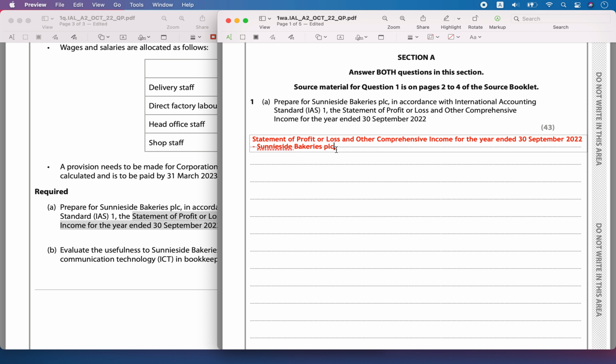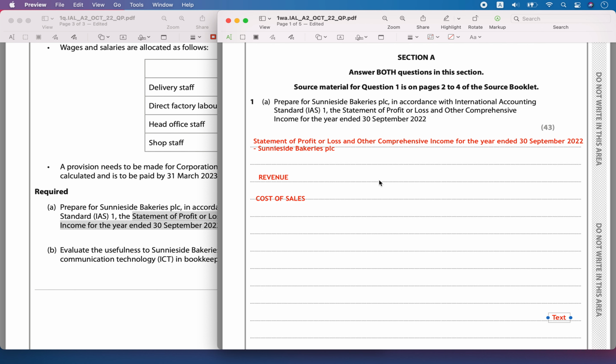Now let's write the general format. The general format for any statement of profit and loss and other comprehensive income: the first one is going to be revenue. Then you will have to calculate the cost of sales. Revenue minus the cost of sales is going to give you gross profit.